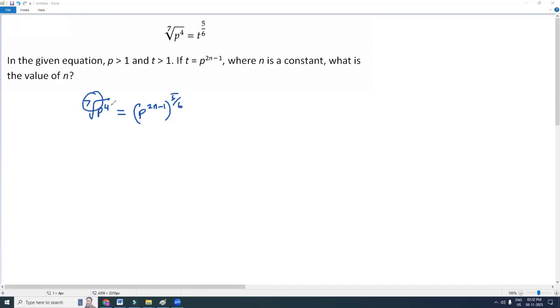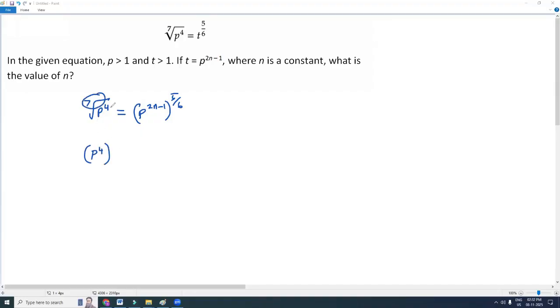Here we have a radical on the left side of the equation. Whenever we have a radical, it can be written as an exponent. When I write a radical as an exponent, it has to be a fraction. The numerator has to be 1. The denominator of the exponent has to be the index of the radical. Here the index of the radical is 7. Okay, p to the fourth power.